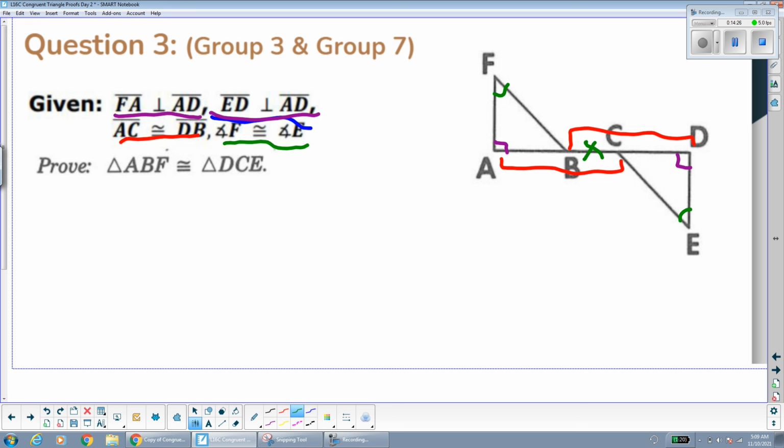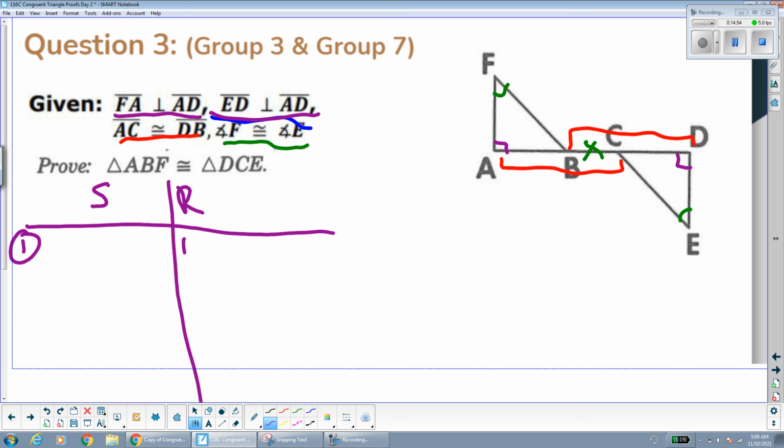So in order to use our subtraction, since we need to be starting with two congruent segments and subtracting off two congruent segments, we are going to have to make the statement that BC or CB is congruent to itself. That way we can subtract it from both AC and DB. So that's got to come in our proof before our subtraction. So let me start here.